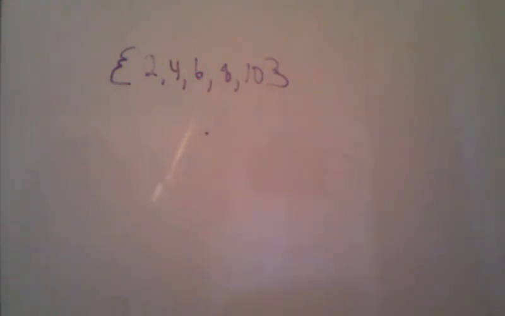The empty set, true or false? The empty set is a subset of the set 1, 2, 3, 4, 5, 6. True. Remember, the empty set is a subset of every set. What does this mean? 4 is an element of X.